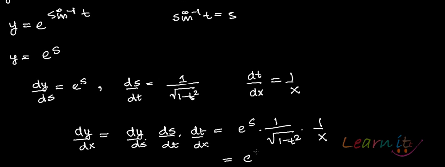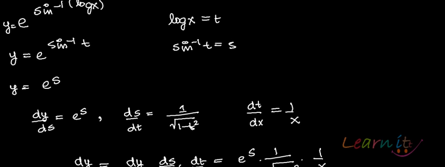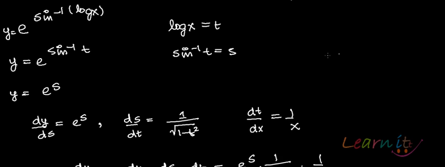Now, in place of t, you can basically write log of x. So it is 1 upon root of 1 minus log of x square into 1 upon x here. And here, again, in place of s, you can basically write sine inverse t. But sine inverse, in place of t, you can write again log of x. Okay, so this is your s.